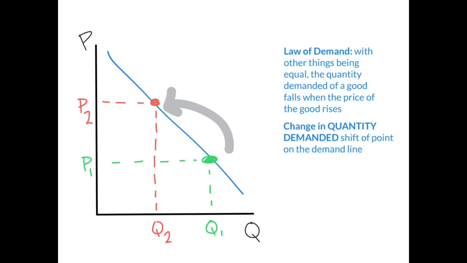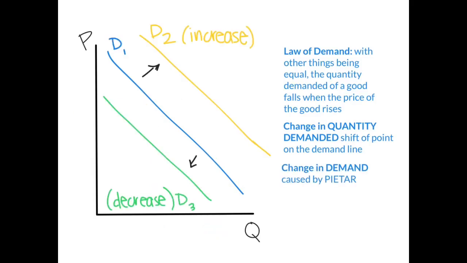Now that we know what a change in the quantity demanded looks like, let's see what a change in demand looks like. Okay, so the change in demand is going to result in a shift of the entire demand line, either to the right or to the left. The demand line will shift to the right if the demand increases, and it'll shift to the left if the demand decreases, as you can see here.